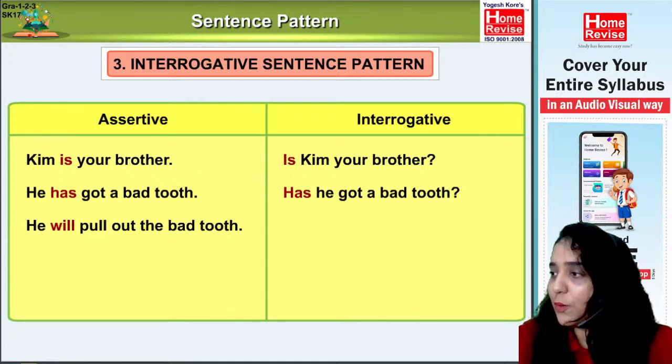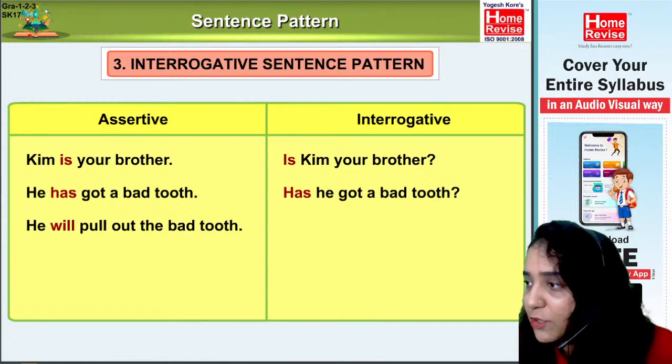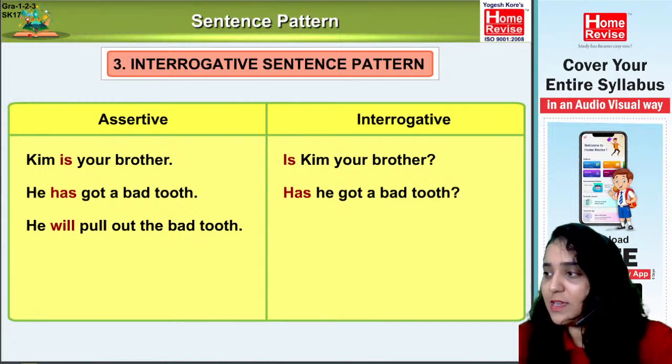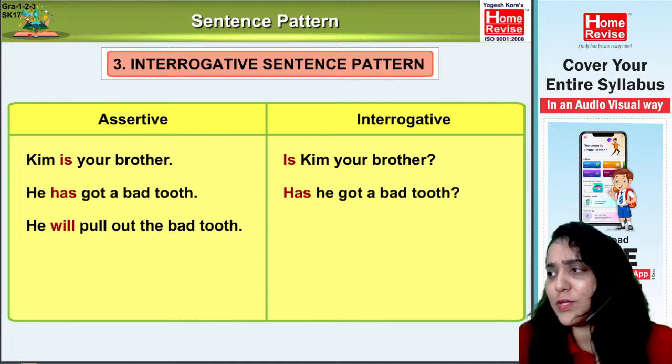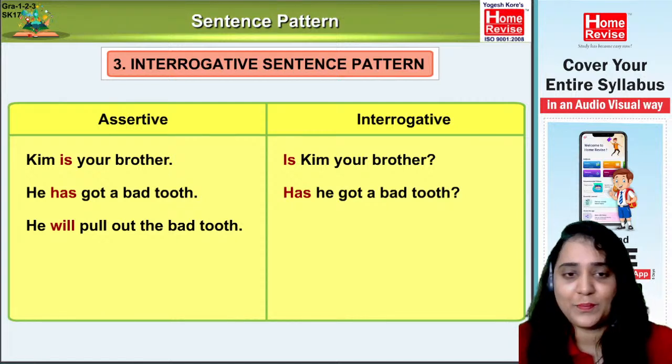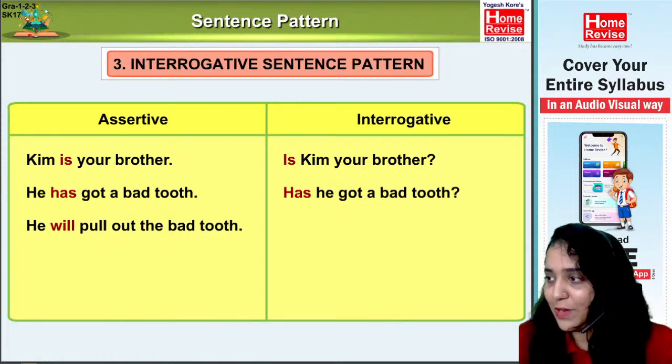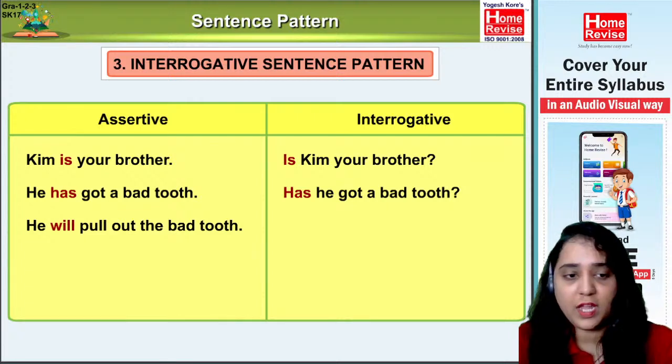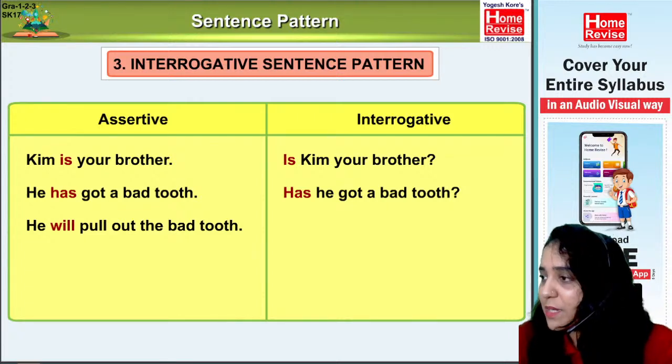Will he pull out the bad tooth? Very good, Vaidehi, very good. Satish, it's correct. Only one question mark, huh? Satish, not 3. Okay, so let's see the answer. Correct. Kavya, it's correct. Yes, Tanushri. Tanushri, question mark is pending, beta.